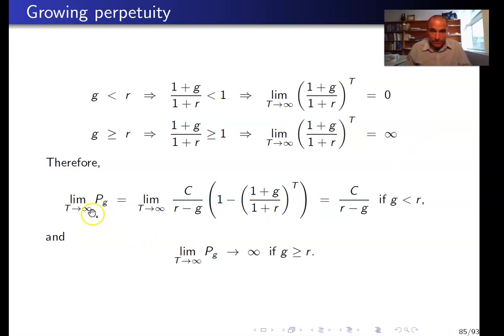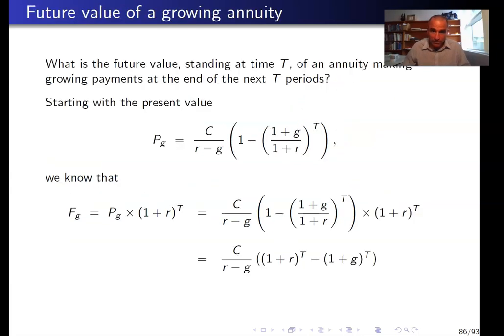So the limit when T goes to infinity of my growing annuity equation is equal to C over R minus G, only if G is smaller than R. Otherwise, if G is greater than or equal to R, my growing perpetuity here has an infinite value.